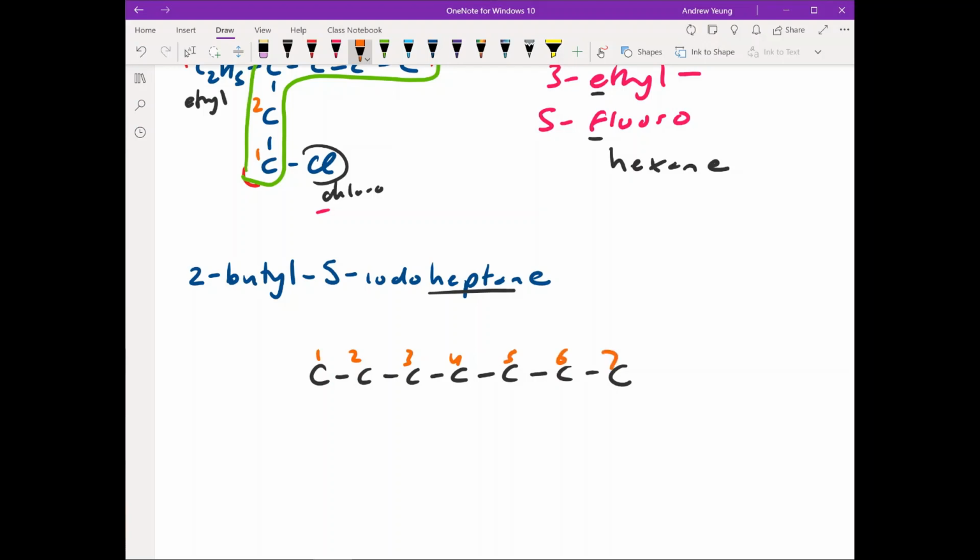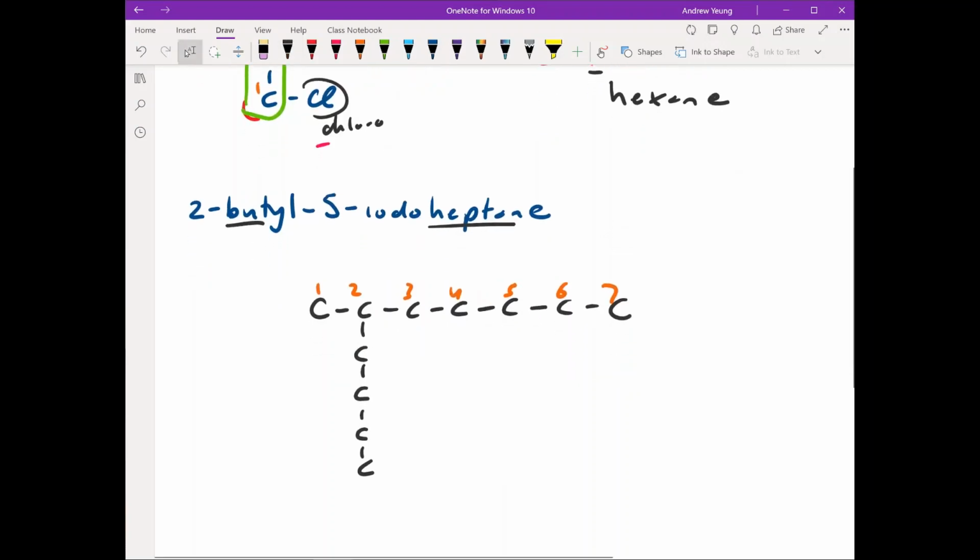Well, what's wrong with this name? A butyl, now we haven't seen this before, but but stands for 4 carbons. The yl tells you it's a carbon branch. At position 2, I'm supposed to have a 4 carbon branch, fine. And at position 5, I'm supposed to have an iodine branch, also fine. Well, what's wrong with this name? Isn't this a 7 carbon chain with 2 substituents?